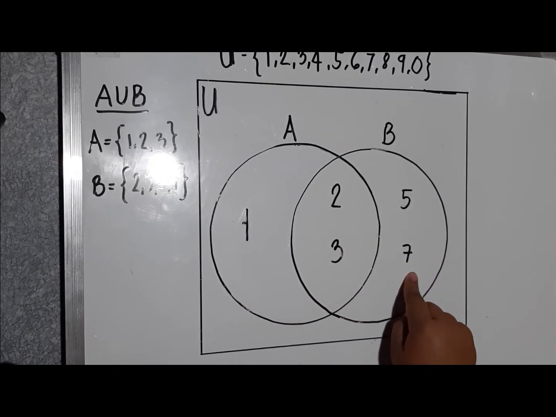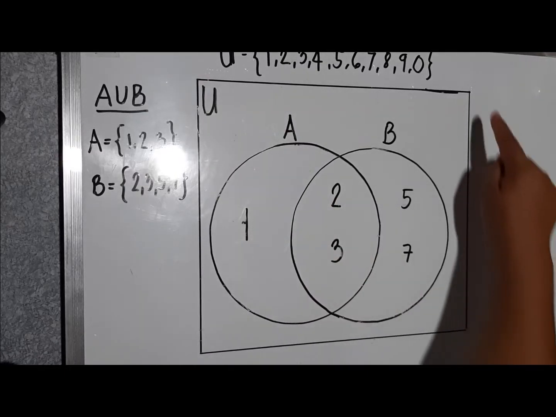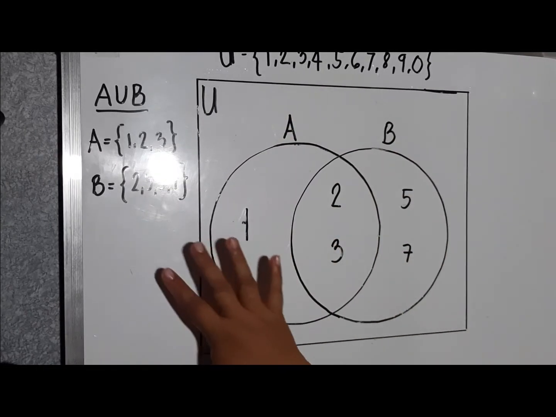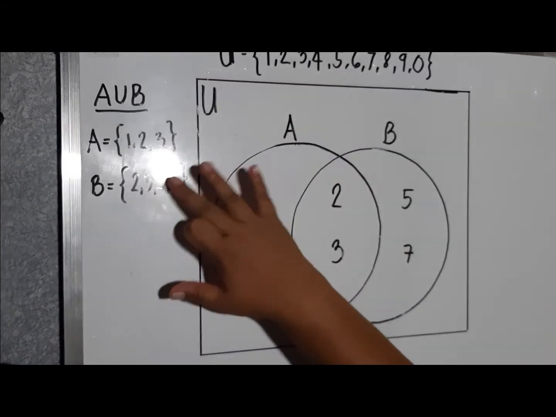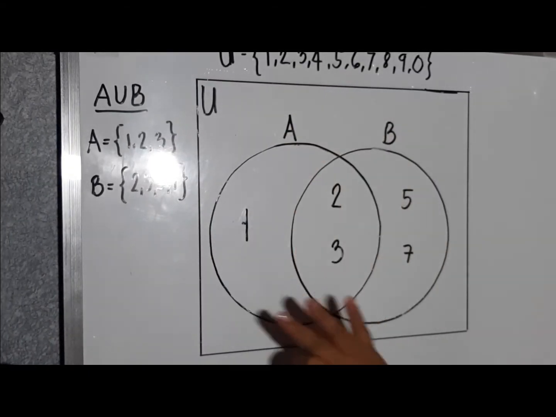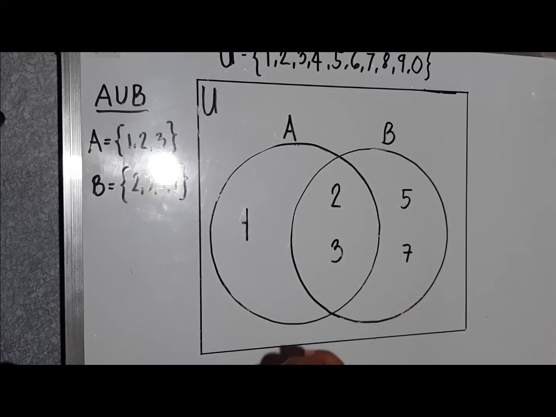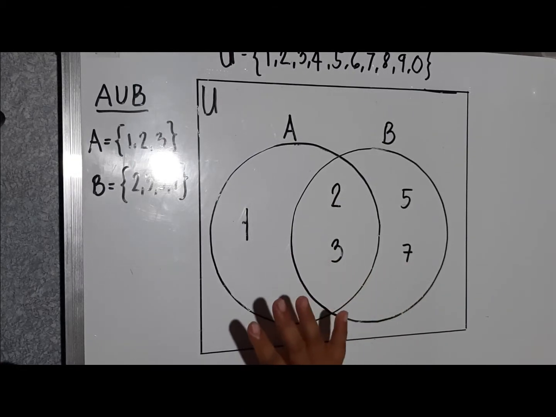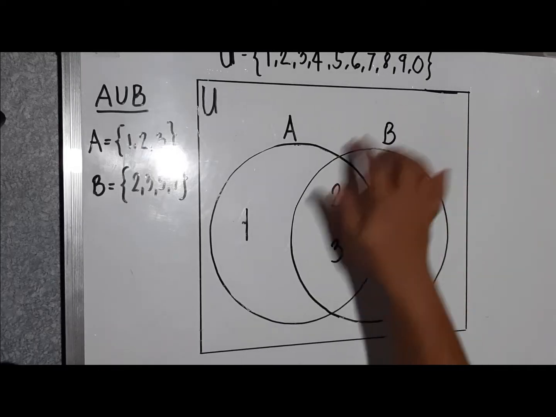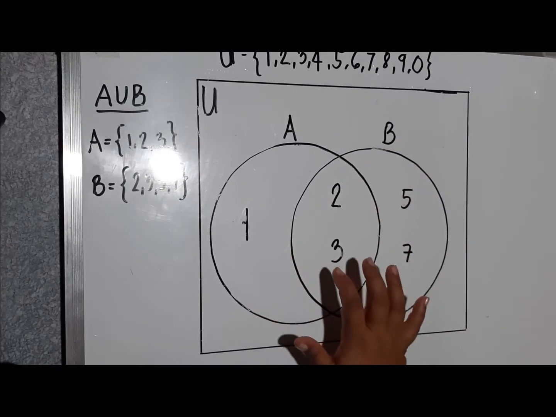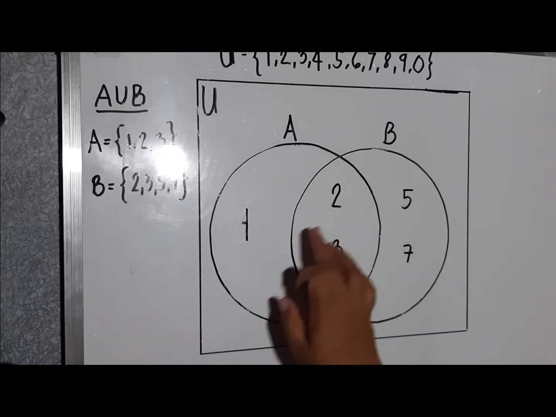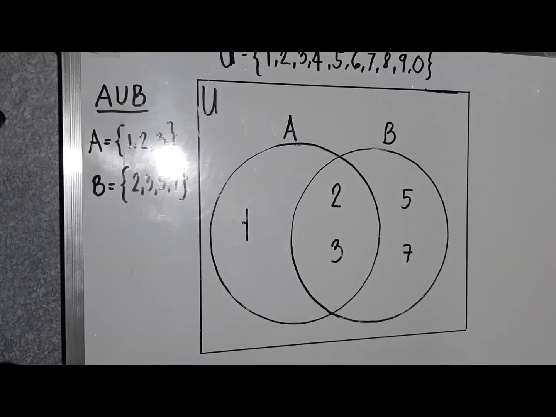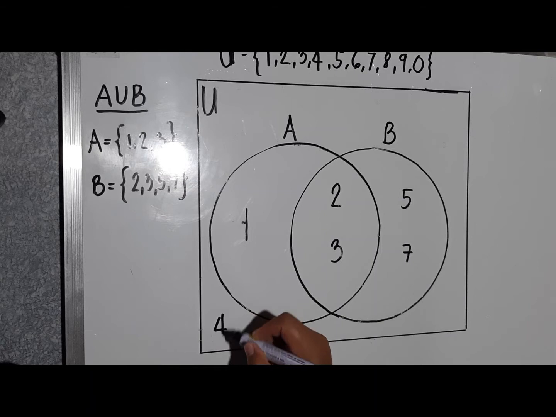Now, the universal set encloses them. Since A and B are subsets of the universal set, meaning their elements are in the universal set, they are inside the universal set. So we write the remaining elements that are in the universal set but not in A and B. What is left in the universal set? We have 1, 2, 3, but we don't have 4 yet, so place 4 anywhere.